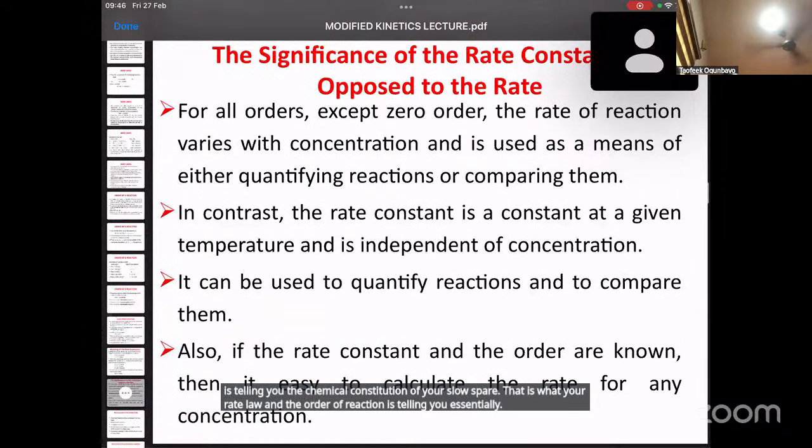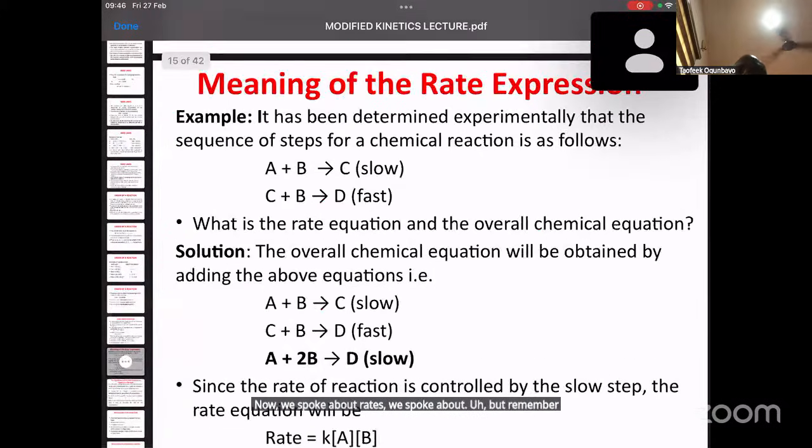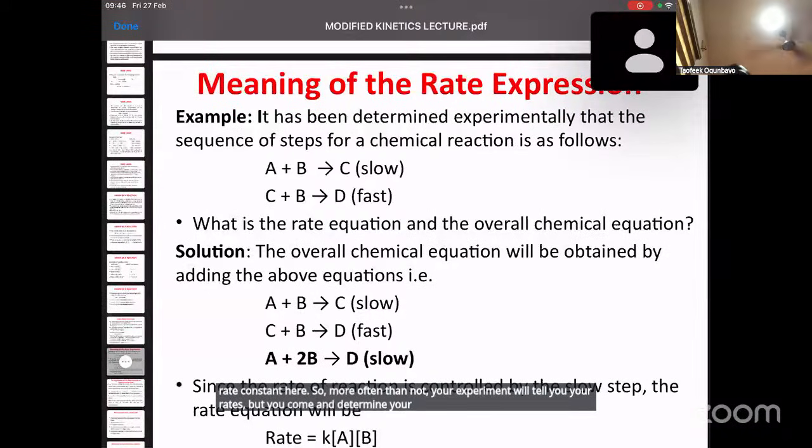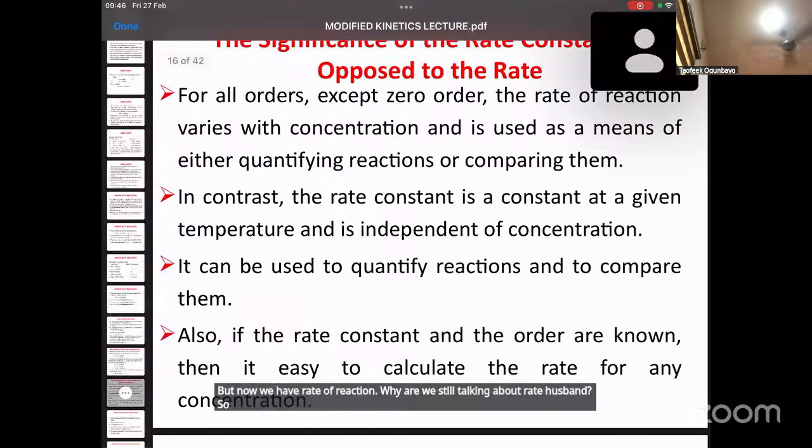Now, we spoke about rate, but remember, most of these things, you can come back and calculate. There's a rate constant here. So more often than not, your experiment will tell you your rate, but you come and determine your rate constant. If you know your rate, you know your A and B, you know your order of reaction, you can calculate your rate constant. But now, we have rate of reaction, and we're still talking about rate constant. So why do we need a rate constant? What is the importance of a rate constant?